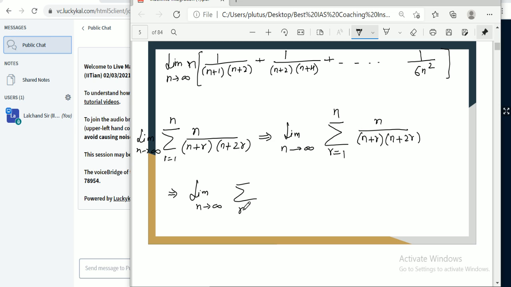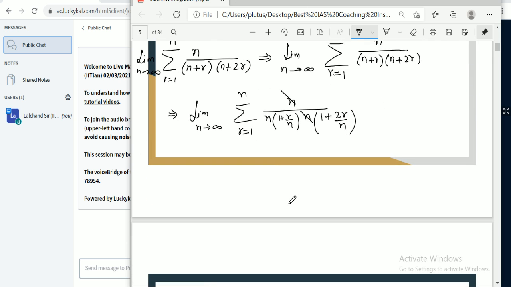r equal to 1 to n. Taking n common from this factor and this factor too, we have n divided by n as common, 1 plus r by n. If we take n common from this factor too, then we have 1 plus 2r by n. So this n gets cancelled, 1 by n. Okay, now we look at the substitution.